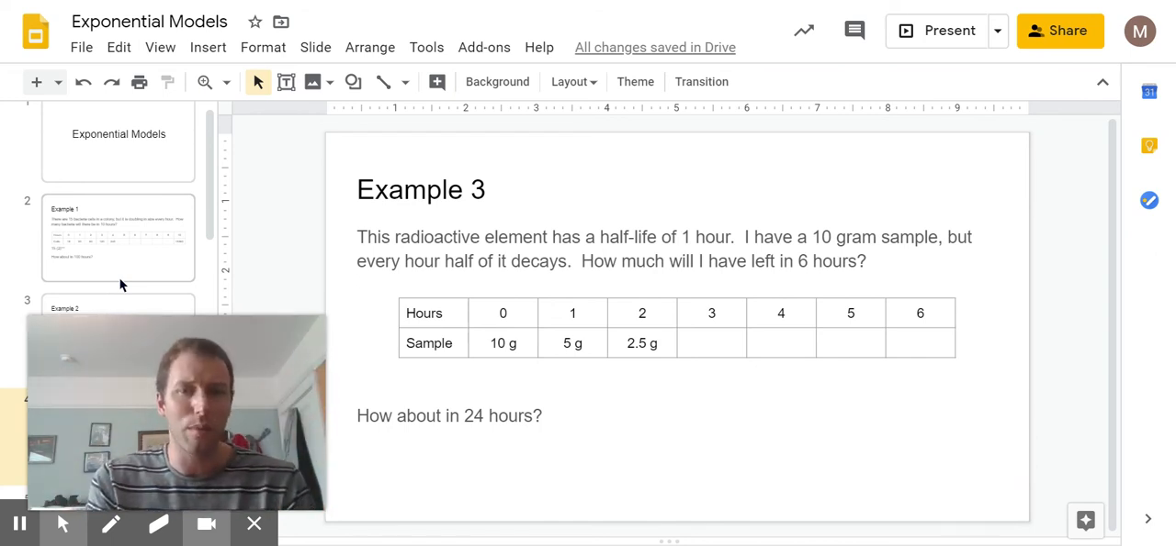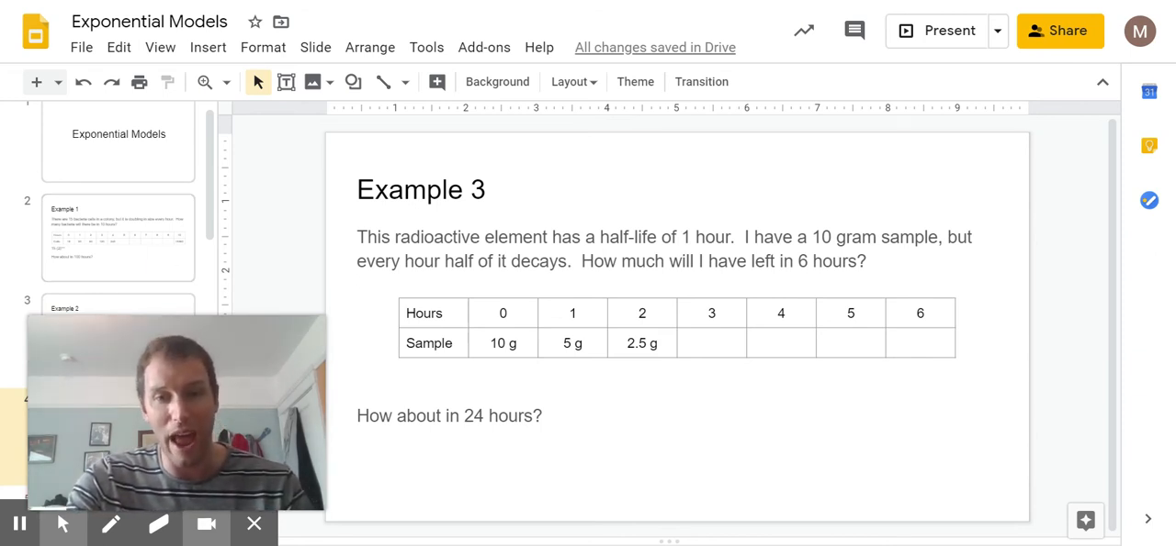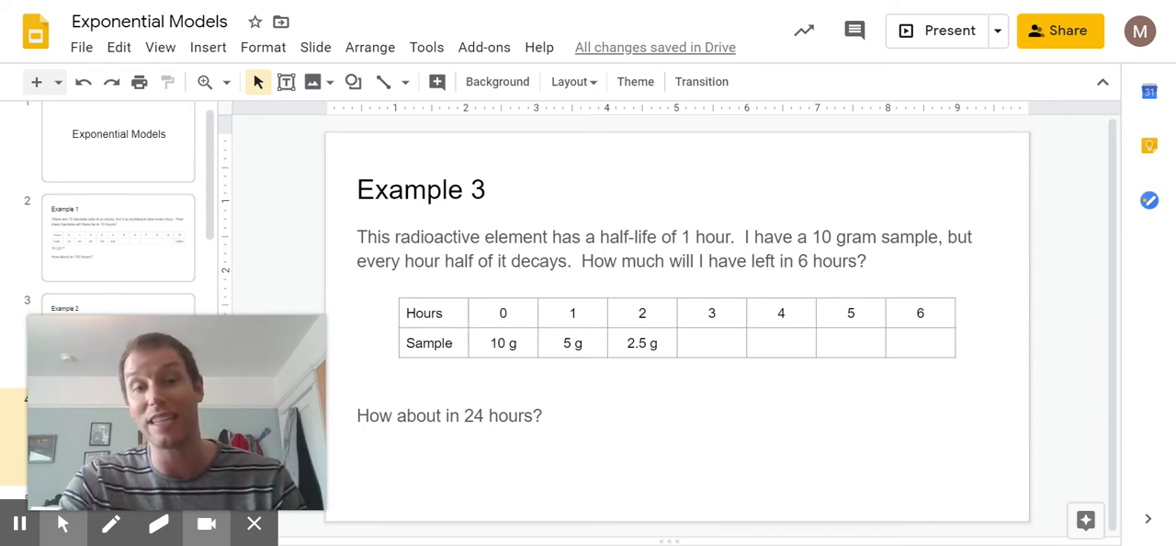So let's say we have some element with a half-life of 1 hour, which is pretty darn short. I've got a 10-gram sample. Every hour, half of it decays. How much do I have left in 6 hours? Multiply by half, multiply by half. You're probably getting the idea now.